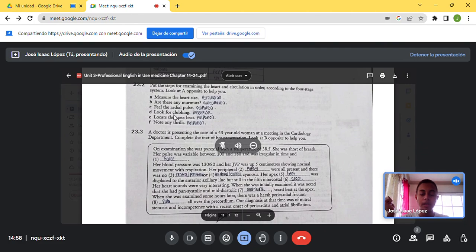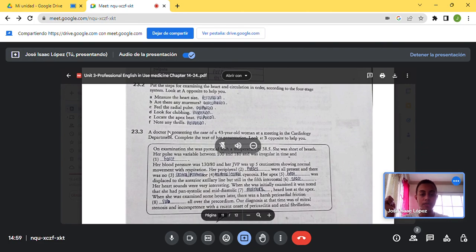Look for clubbing, eso es buscar un golpe de uña. Next, locate the apex beat, o sea, eso es localizar el latido del vértice. That is palpation. And note any thrills, o sea, tener en cuenta alguna emoción.